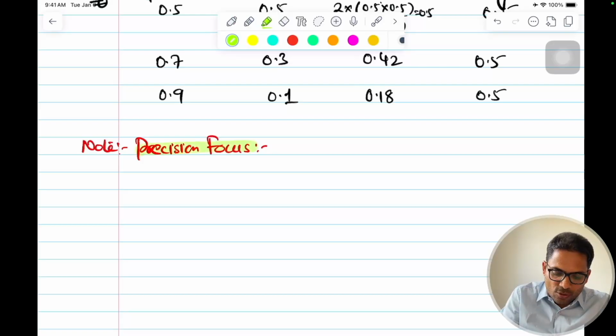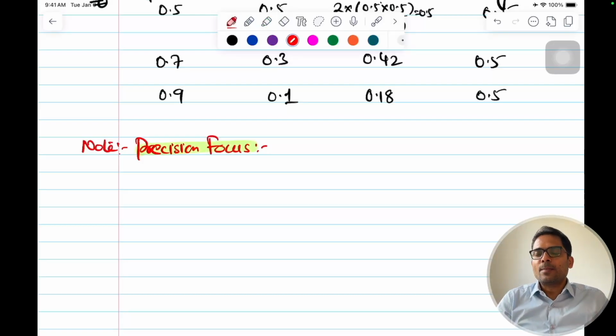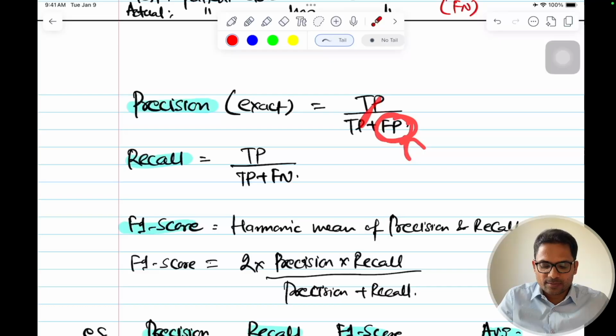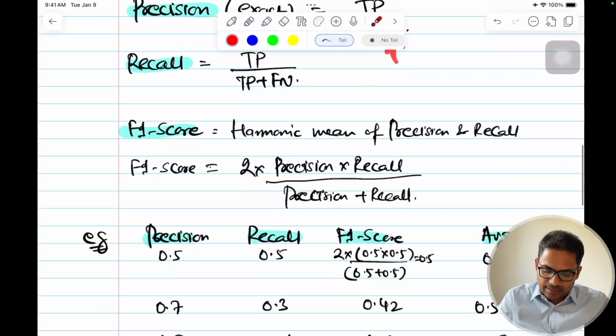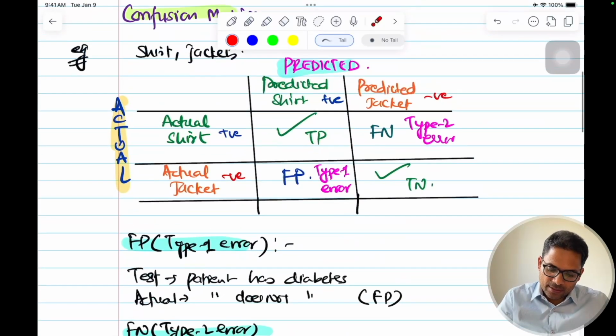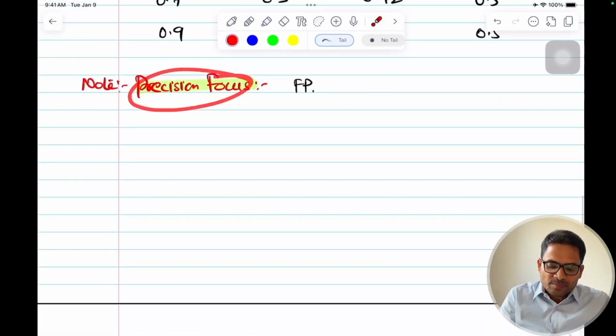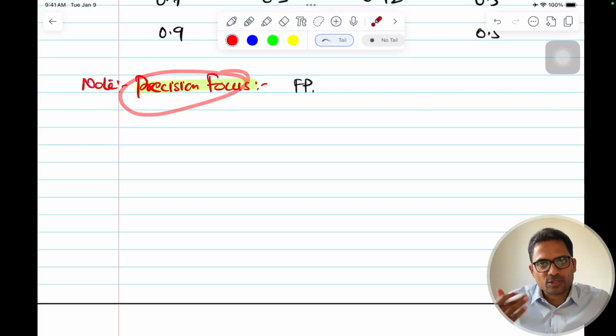Whenever the cost of making false positives is very high, because that's what precision captures. True positive is the same, but the cost of making a false positive is very high. Okay, then this is the error we are making, right? So when the cost of making a false positive is very high, precision should be the focus. False positives are very important.